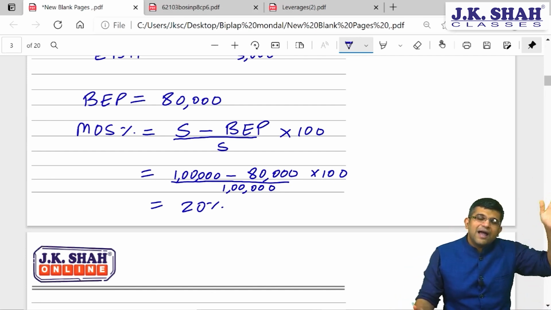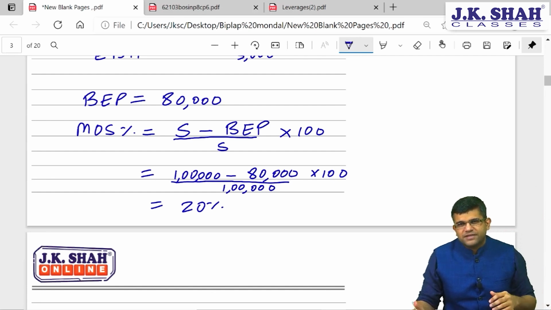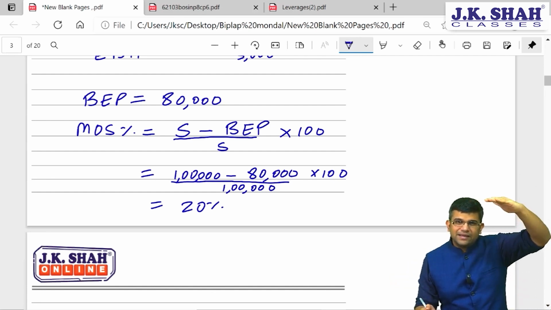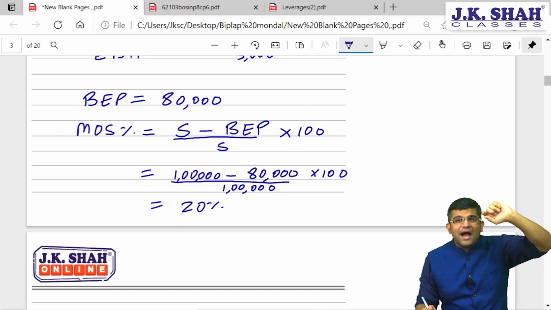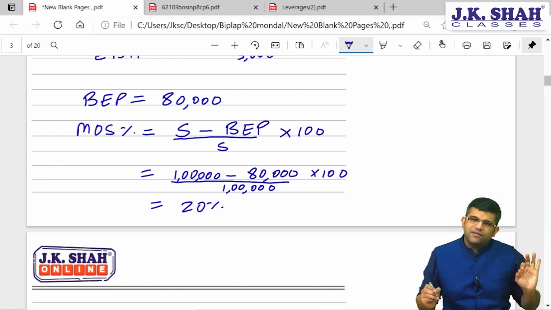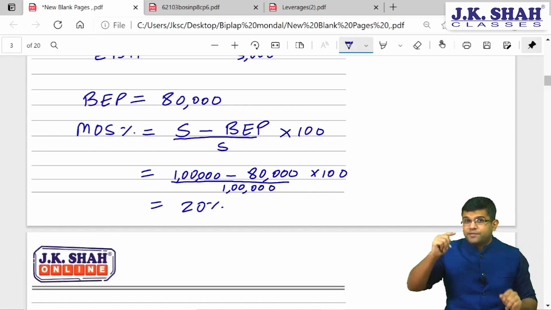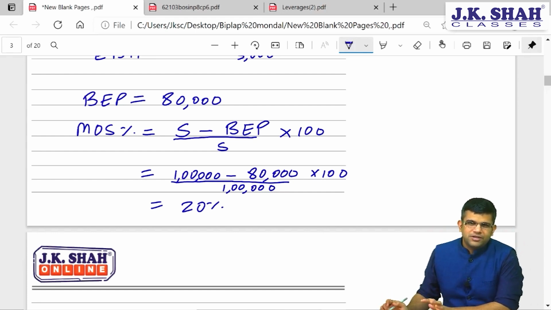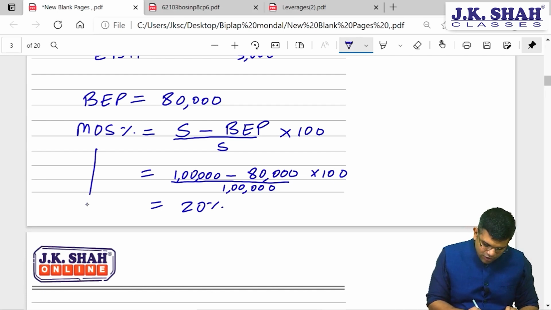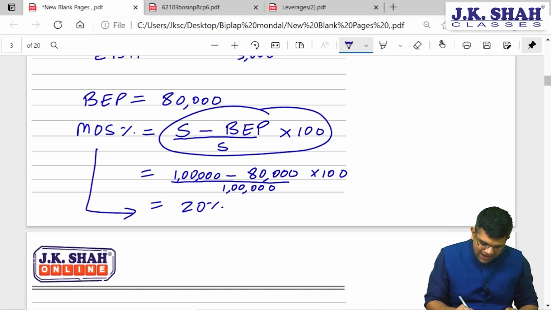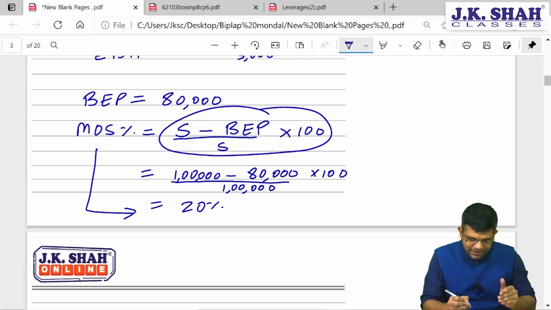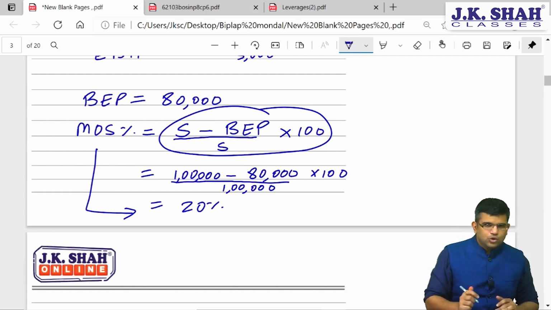The higher I am above 80,000 in terms of sales, the more safe I will feel, and therefore I am saying that considering that my current sale is rupees 1 lakh, I have a 20% safety margin. Everybody clear? Because if 20,000 drops from the current level of sales, I will encounter a no profit, no loss situation, and below that there will be losses. So did you all understand margin of safety formula as well as the calculation as well as the interpretation and meaning here? Great. Now children, let us now connect this to our leverages chapter.